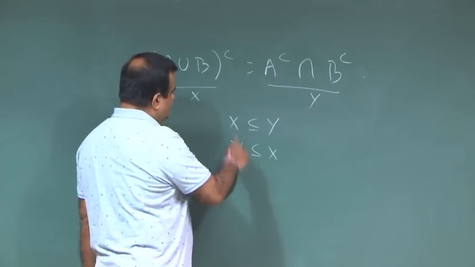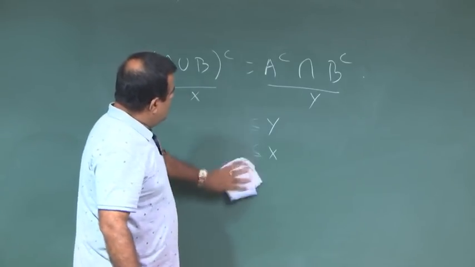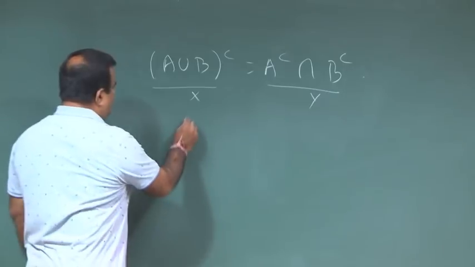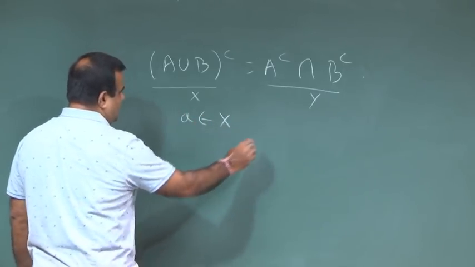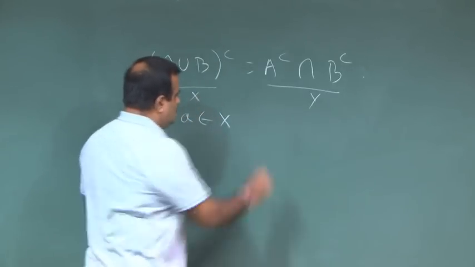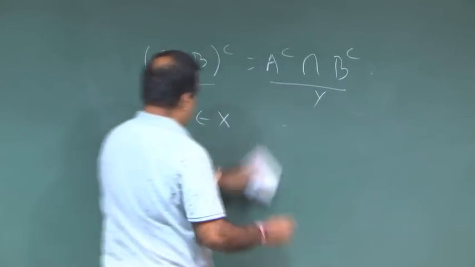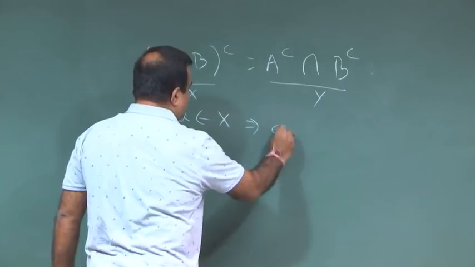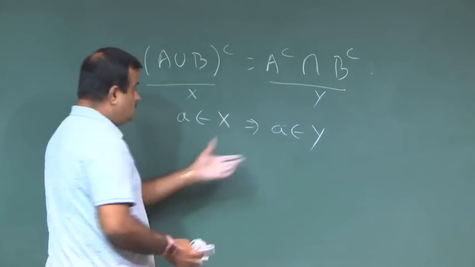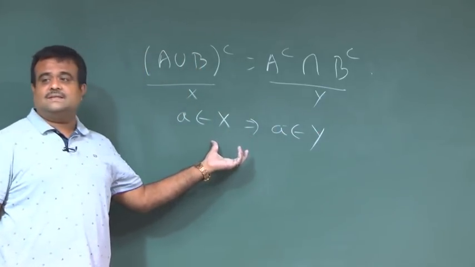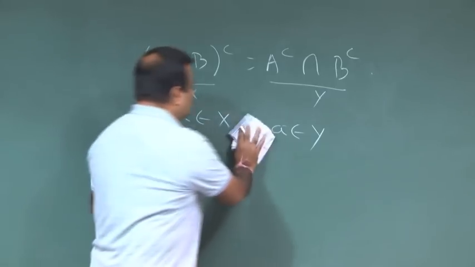Now, to show x is a subset of y, we have to take an element a from x and then at the end we have to show that a belongs to y. We have to show this implies a belongs to y. Then only we can say x is a subset of y. So, how to show this?